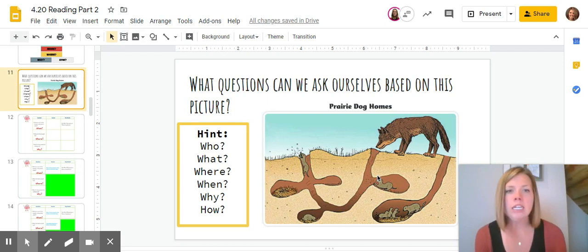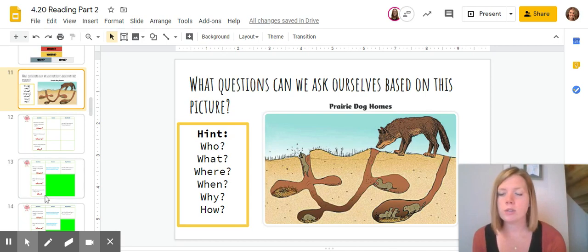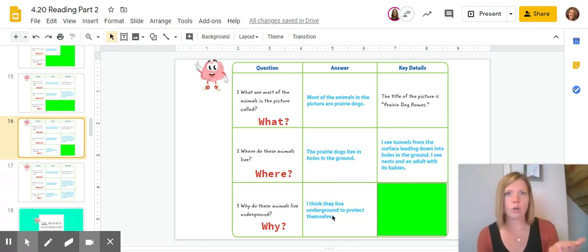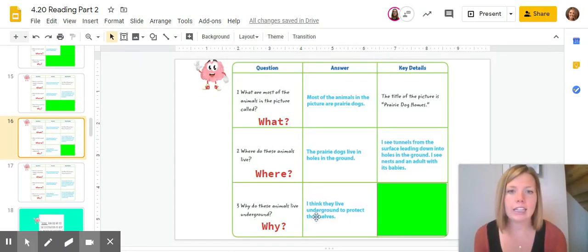And so I'm wondering if maybe those prairie dogs live underground because it's safer from them. It protects them from their predators. That wolf can't get into the holes that the prairie dogs live in underground. And so maybe that serves as some sort of protection. So what I'm going to do in that answer box is put I think, because do I know for sure? No, nowhere does it say on the picture that that's why they live there, but I can infer this. So I think they live underground to protect themselves.